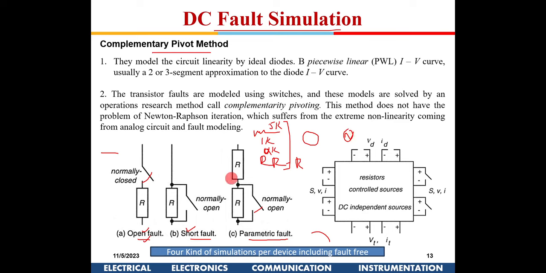And so for each component, I have these three models: open fault, short fault, and then parametric fault. So this parametric fault also I need to decide how it would be modeled. All the non-linear elements are also idealized by an ideal diode, right? And then they're modeled as a linear element, a piecewise linear element, so that we are not trying to solve complex nth order differential equations, okay.